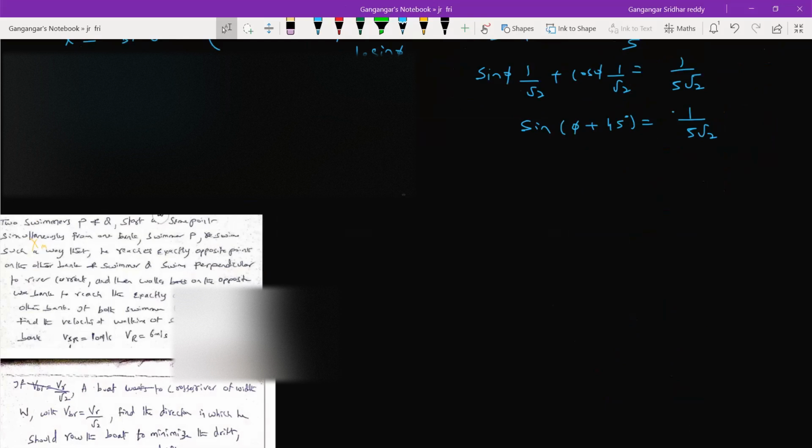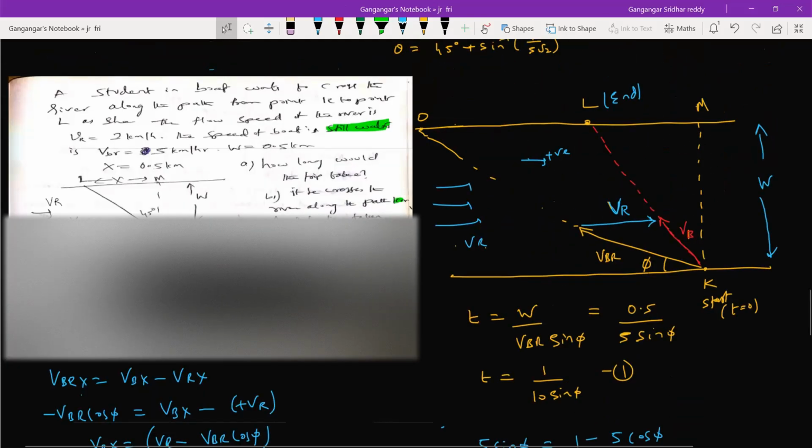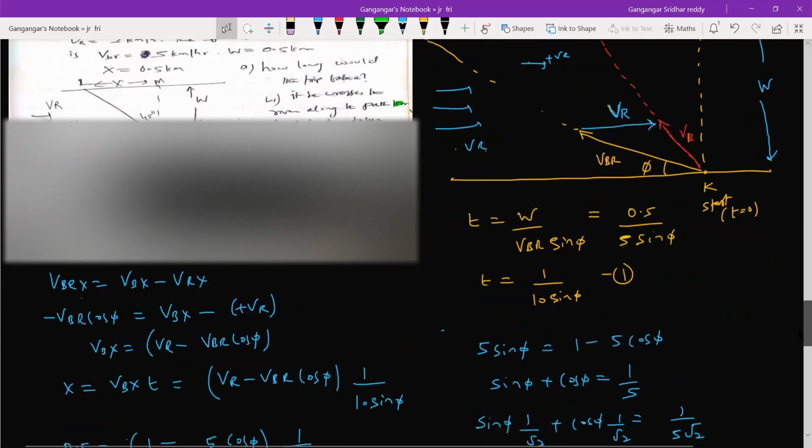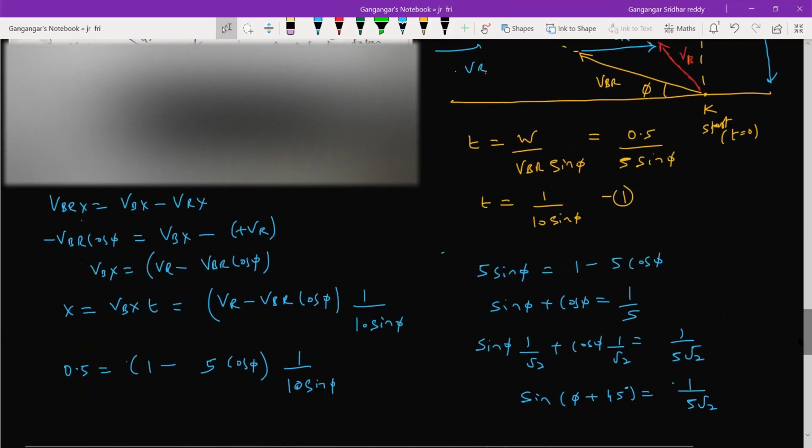Sir, the velocity of the river is 2 km per hour, right, sir? Somebody said 1. Okay, I'll change it. What is there in that one? Somebody said 1, I wrote 1. I'll change it. It is 2, no. Yeah, here I'll change it.